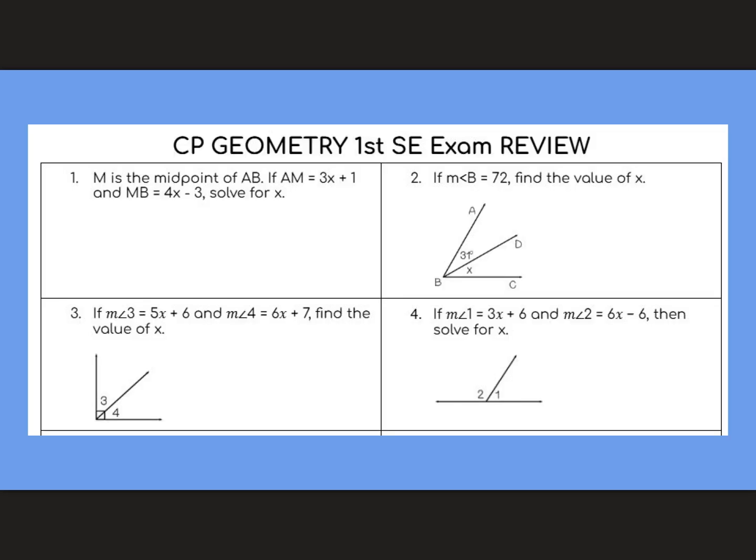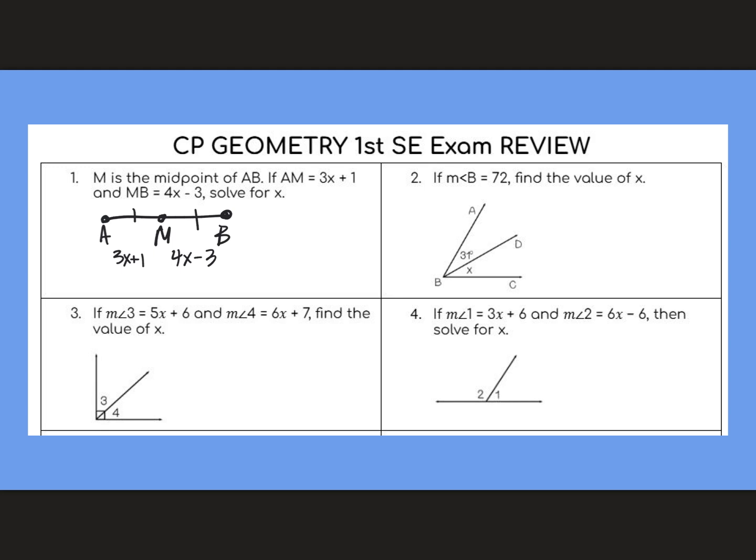Here on problem number 1, we have M is the midpoint of AB. So the first thing I'm going to do here is draw a picture that shows me what's happening. Here's my segment. Here's M on AB, and M is the midpoint, so I'm going to put those little hash marks in. A to M is 3x plus 1, and M to B is 4x minus 3, and it says solve for x.